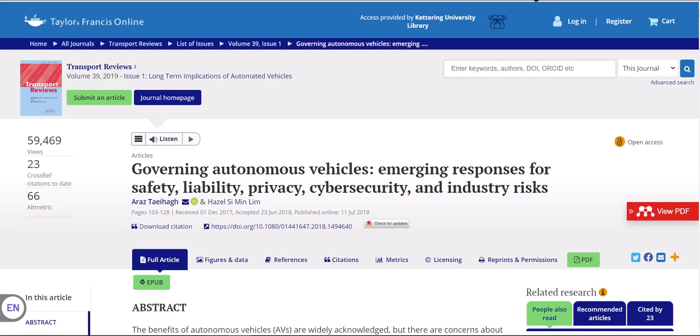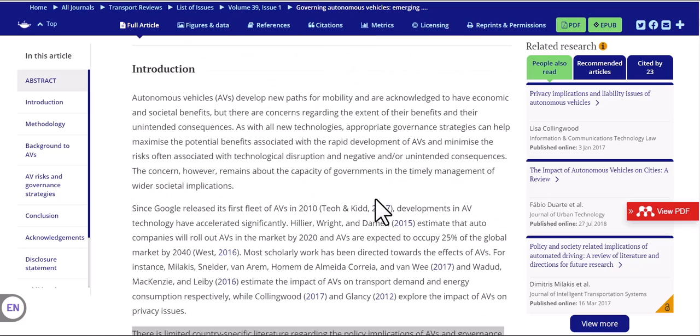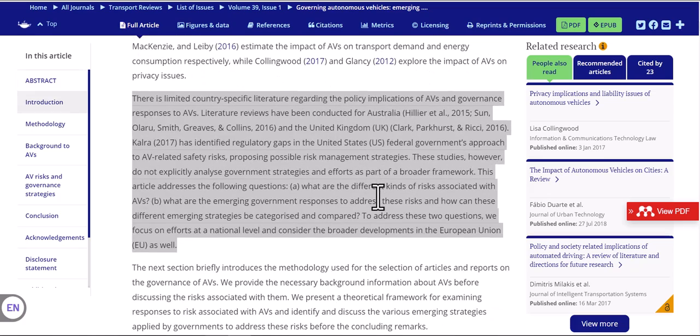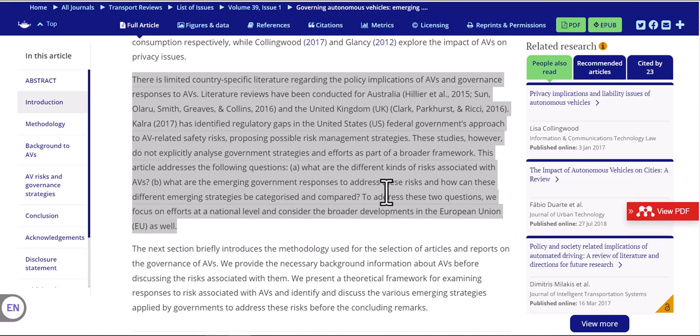But I do have a tip. Look for some sort of statement about limitations of the research. And that is in our introduction in this particular article. Sometimes it's further down, sometimes it's in the conclusion, or sometimes it's just not there at all, which can leave you kind of grasping, trying to figure out whether this is a biased article.